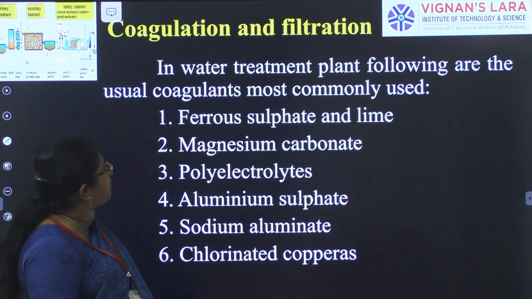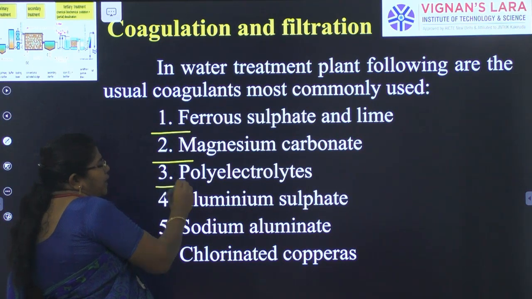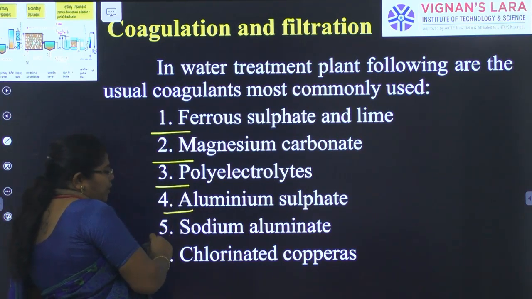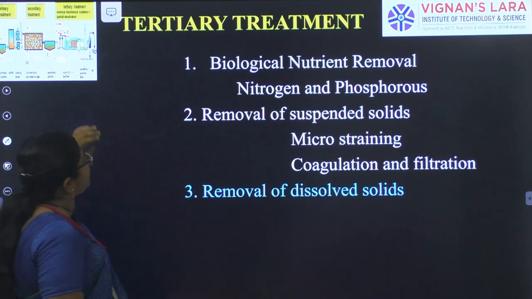In a water treatment plant, the usual coagulants used are ferrous sulfate and lime, magnesium carbonate, polyelectrolytes, aluminum sulfate, sodium aluminate, and chlorinated copperas.